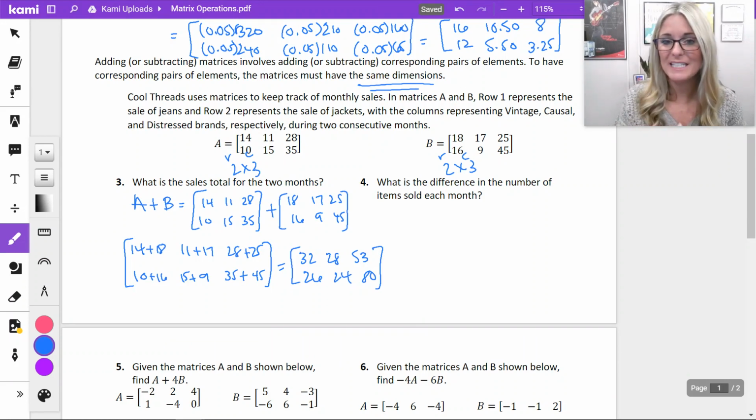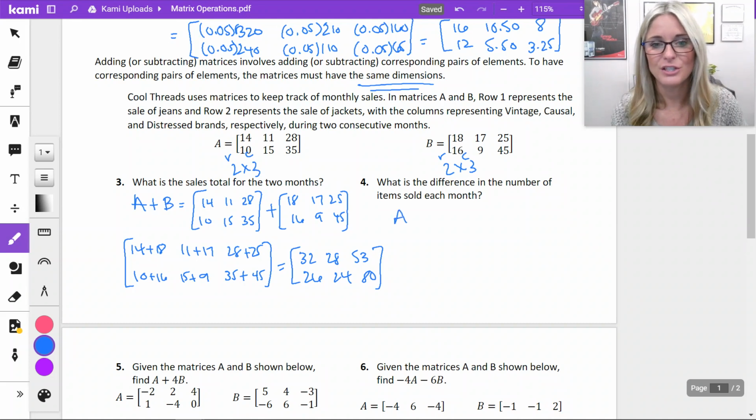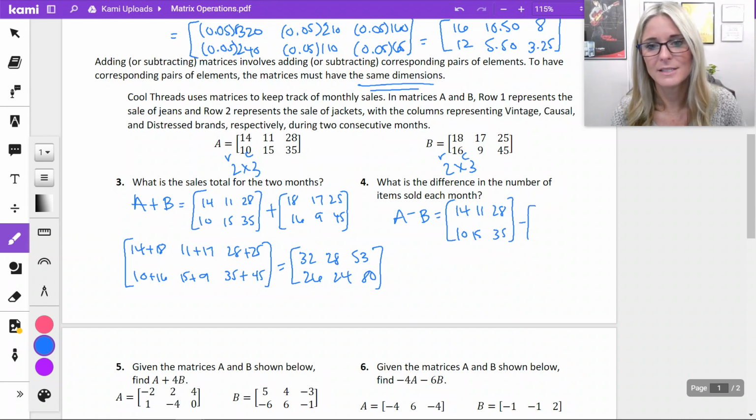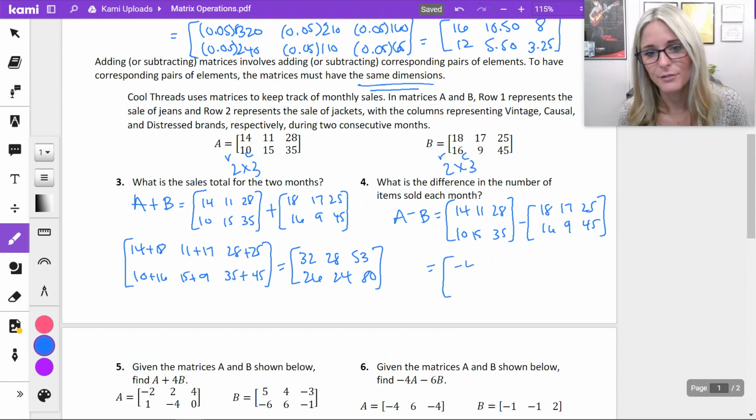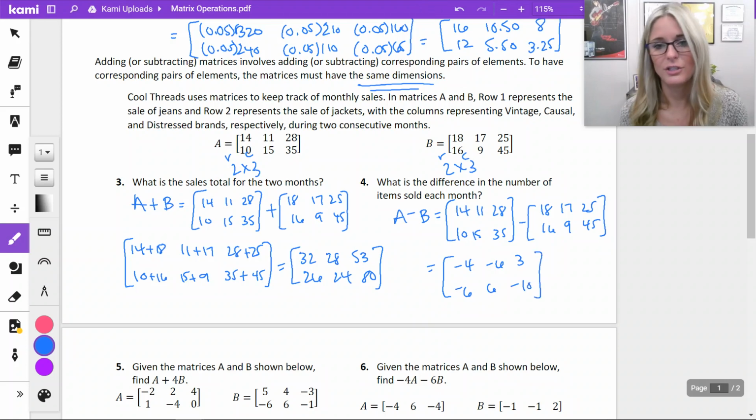Number 4, what would be the difference in the number of items sold each month? So just illustrating, we can do subtraction here, A minus B. So 14, 11, 28, 10, 15, 35 minus the B matrix, 18, 17, 25, 16, 9, and 45. When we subtract those, I'm getting a negative 4. 14 minus 18, negative 4, negative 6, 3, negative 6, 6, and negative 10. Just subtracting those corresponding elements.